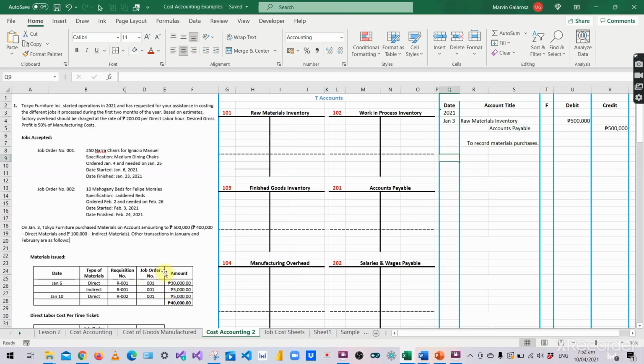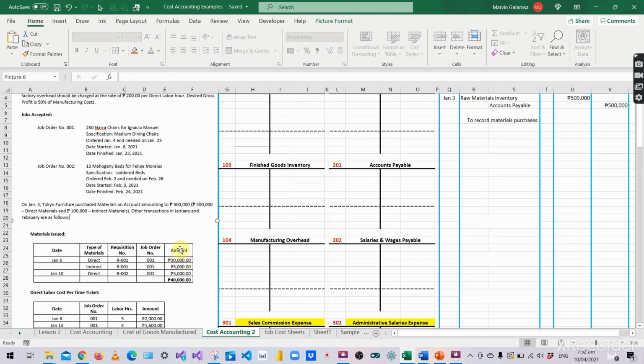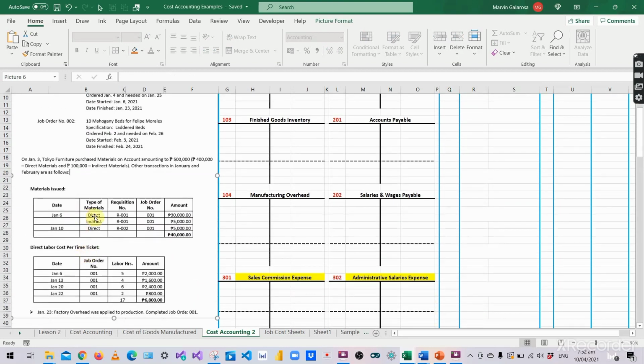What about yung mga sumunod na transaction? So, January 6. Materials issued, direct saka indirect. Gamit yung requisition number 001. Yung requisition, yan ay materials requisition document. Ginagamit siya whenever kailangan kumuha ng material sa warehouse para gamitin sa production. So, mag-fill up ka ng form na yan. Yung materials requisition 001 is for job order number 1. So, ang amount for direct materials, 30,000 and indirect materials, 5,000.